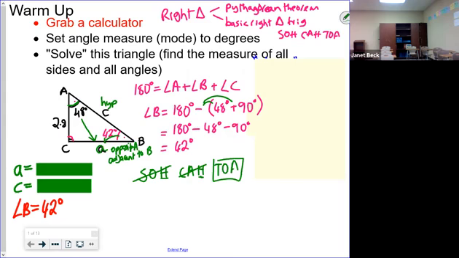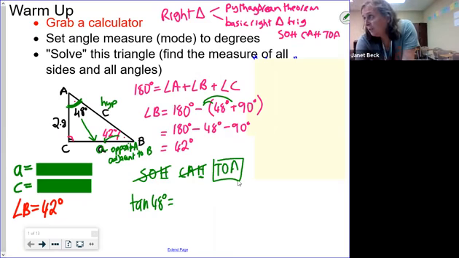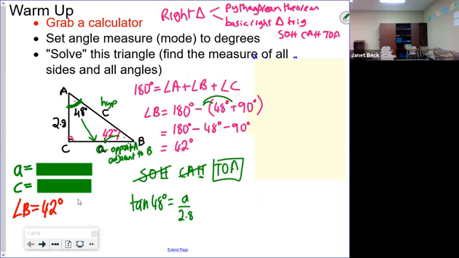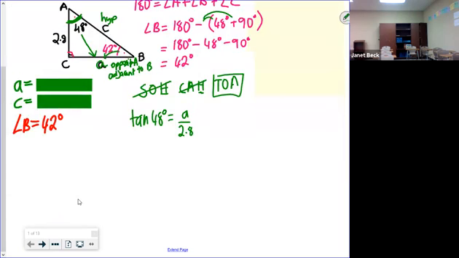So I could say the tangent of 48 equals, so tangent equals opposite divided by adjacent. Tangent of 48 equals its opposite, which is A, divided by its adjacent, which is 2.8. So now just do a bit of math, cross multiply and divide. Well, you just need to cross multiply. 2.8 times the tangent of 48 degrees equals A.